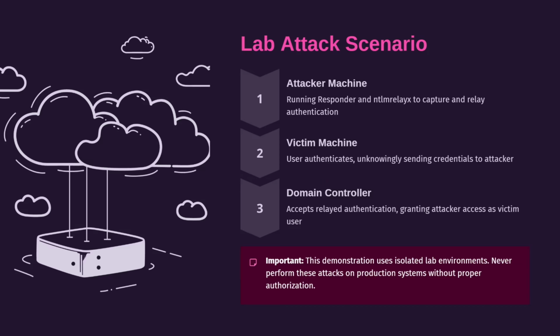In this case, we will act as an attacker, and also as a victim, and also in some cases as a domain controller. Victim machine: the user authenticates, unknowingly sending credentials to the attacker. Third, the domain controller accepts the relayed authentication, granting the attacker access as the victim.